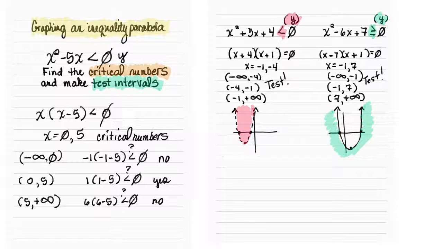Graphing an inequality parabola. Well, it means we've got those greater than and less thans and things going on here, and we're just looking for all the possibilities. To graph these, what you're going to look for are the critical numbers. These are the important numbers. Basically, you're going to solve for x, and that's going to tell you where you can make good test intervals.